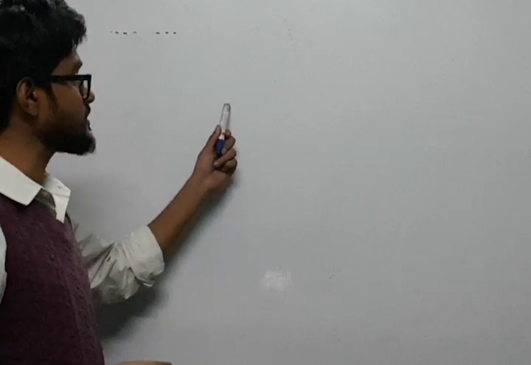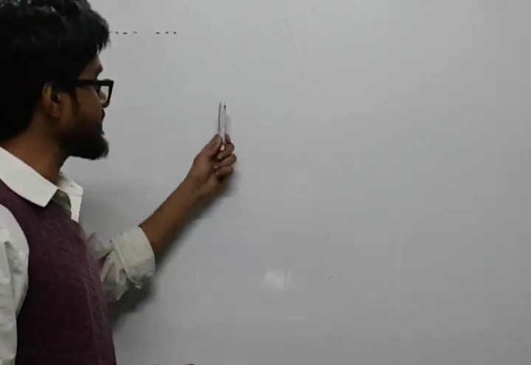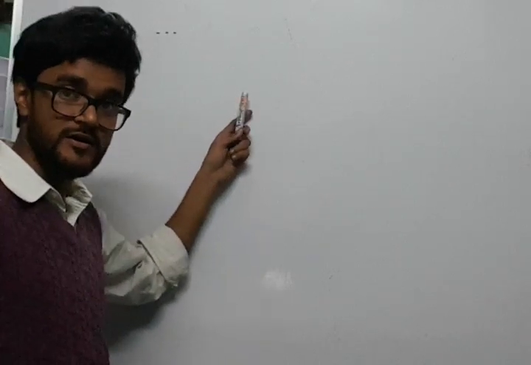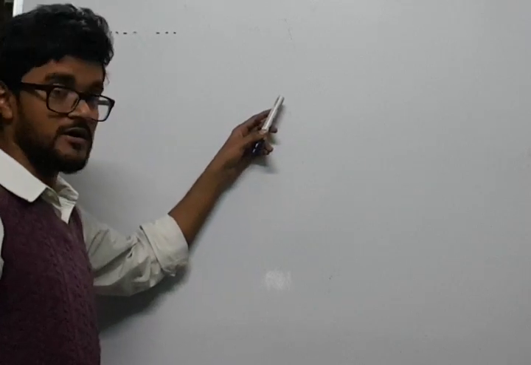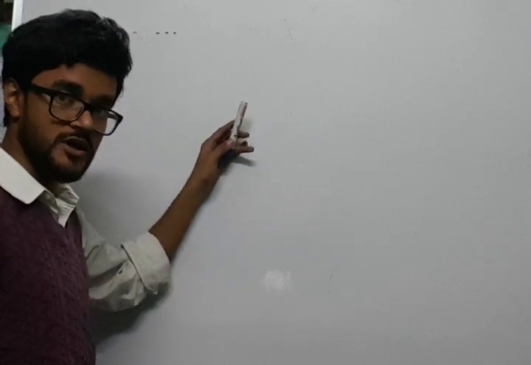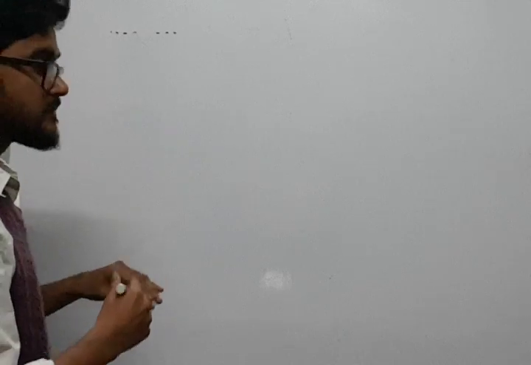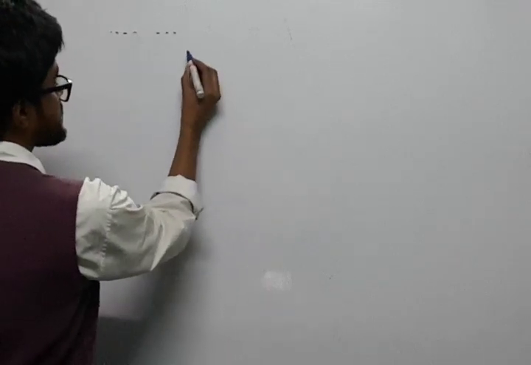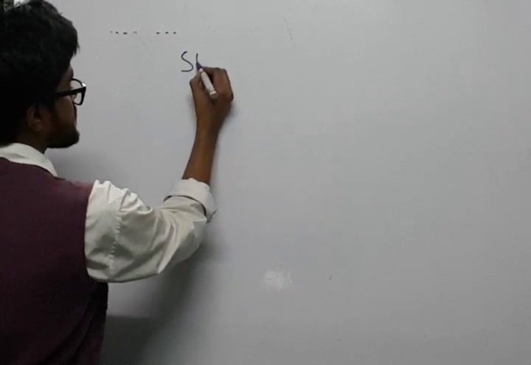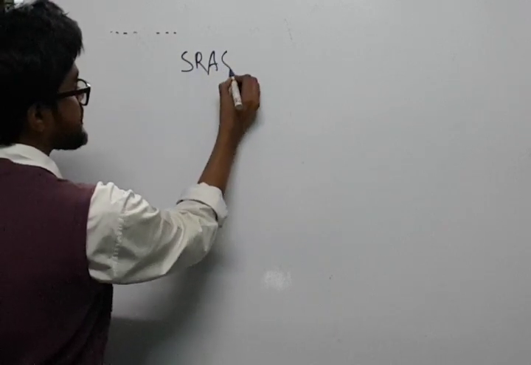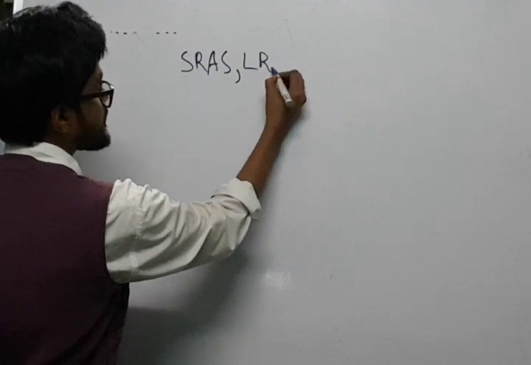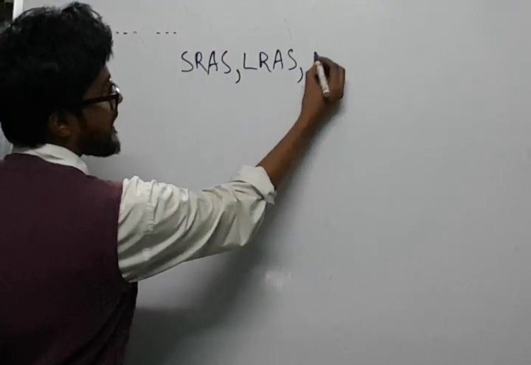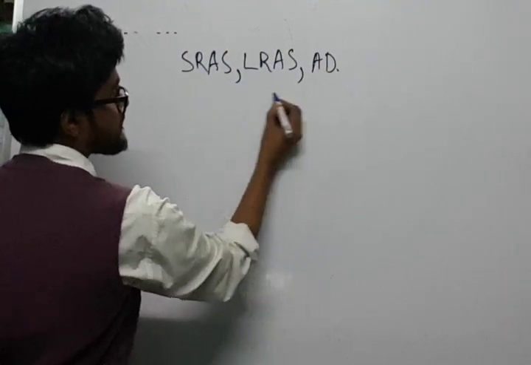In today's lecture, we'll talk about aggregates, the short-run aggregate supply curve and the aggregate demand curve, and how they interact with each other. And then we'll proceed further to the Phillips curve. So first we'll start with the short-run aggregate supply curve, the long-run aggregate supply curve and the aggregate demand curve.